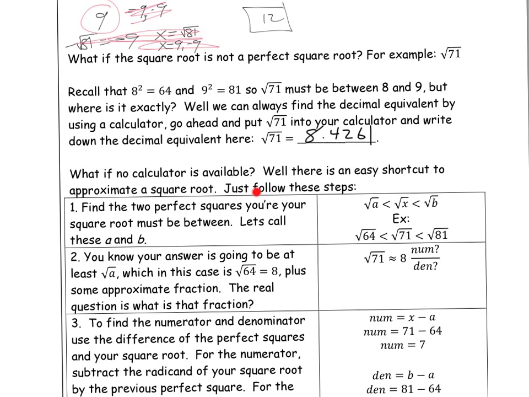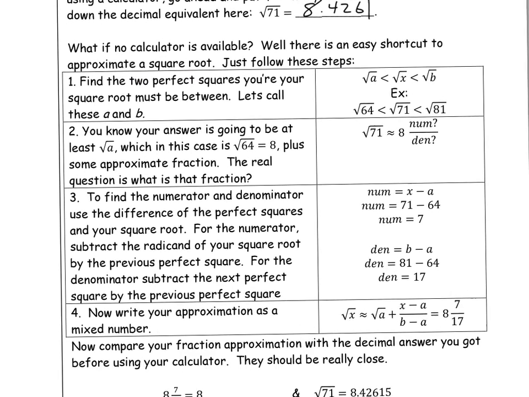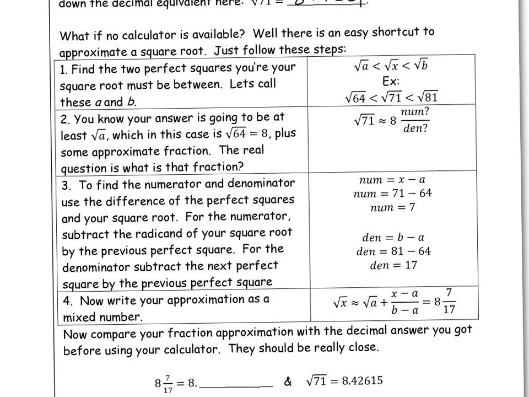So what if you don't have a calculator available? Well, there's an easy shortcut to approximate a square root. Just follow these steps. I typed out these steps so you can have them, so you can go over them and see the process, but it's actually pretty simple.